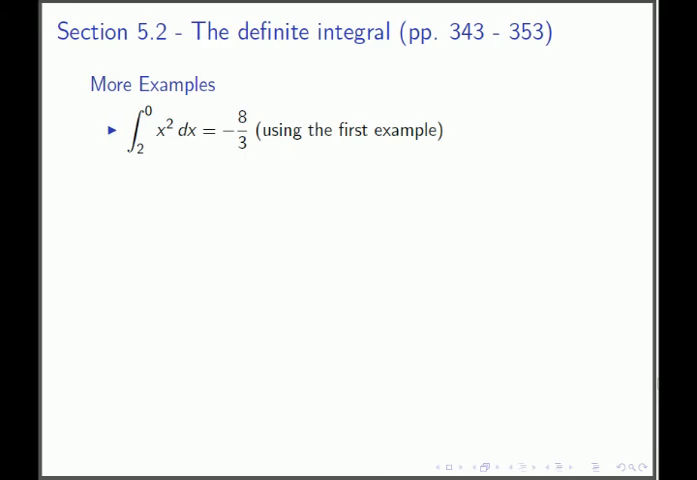Okay, let's see some more examples. Since we already know that the integral from 0 to 2 of x squared is 8/3, it follows that the integral from 2 to 0 of x squared is negative 8/3.